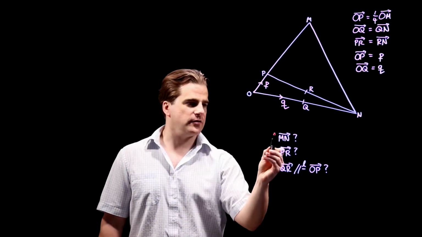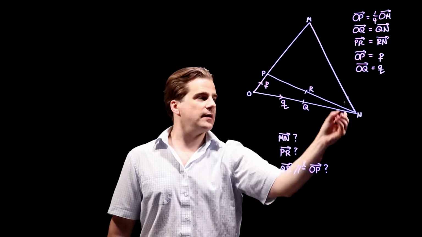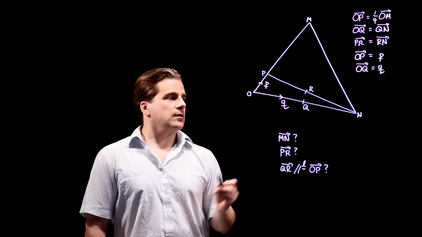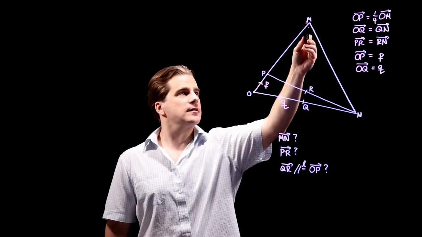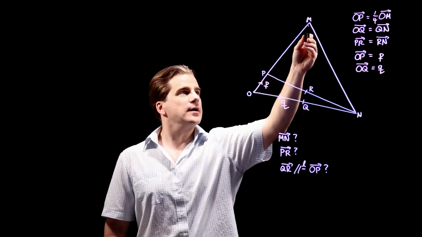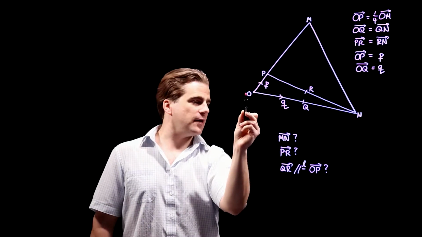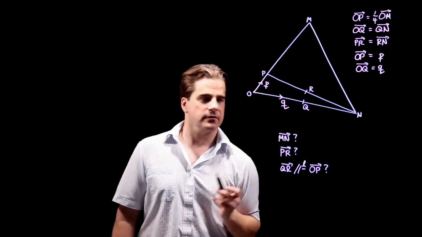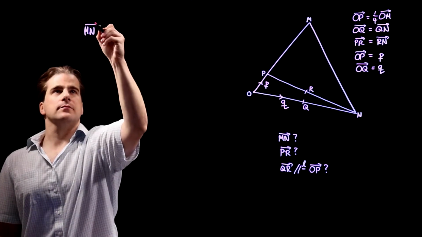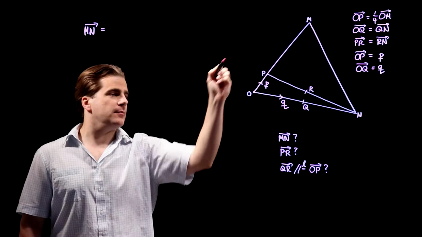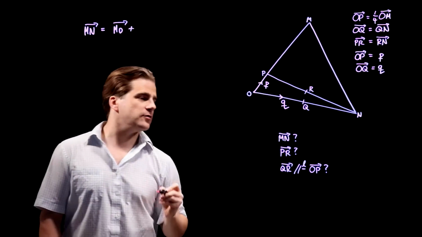Okay, we have to work out MN. So going from there to there. Well, we don't know anything about that yet, so we have to go backwards. We can go from M to O, and then O to N. So let's break it up like that. MN is M to O, and then O to N.